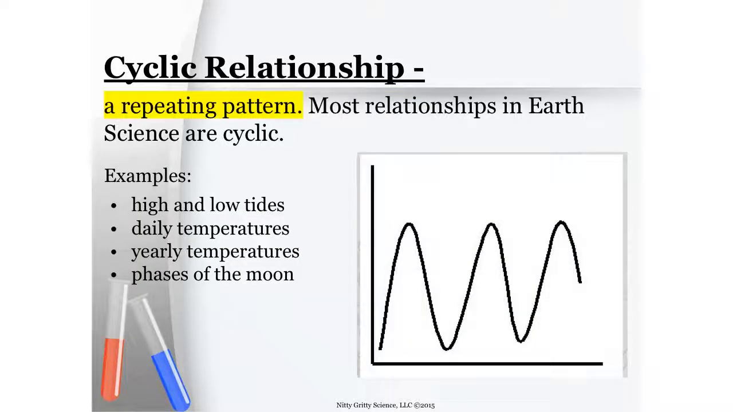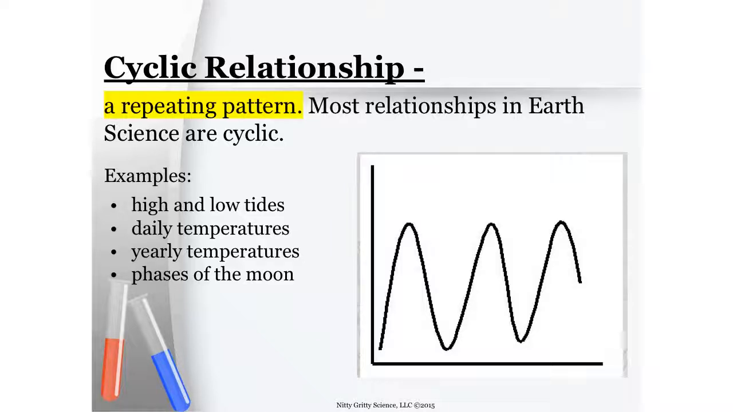Our third type of graph is a cyclic relationship, like a cycle. I think of it as like a bicycle. A bicycle has a wheel, and cyclic relationships are kind of like wheels. Wheels go around and around and around. They repeat themselves. And cyclic relationships repeat themselves. This is a repeating pattern.